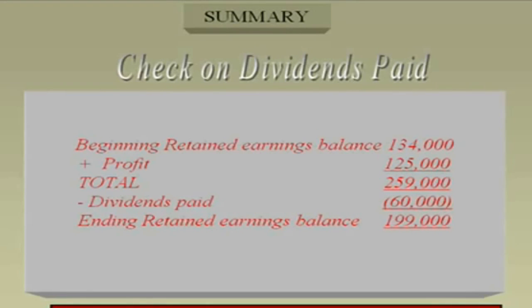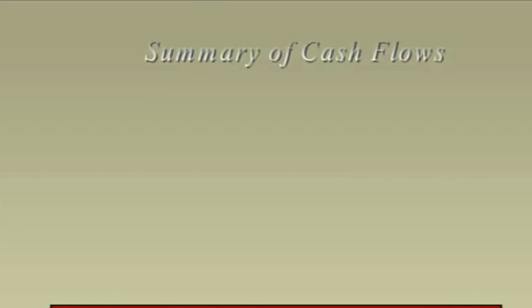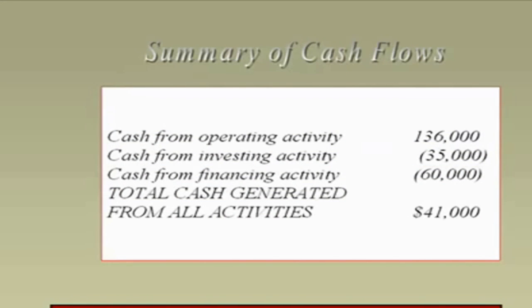I'm going to take you back. Dividends paid was 60. And now I'm going to take you forward to a summary of cash flows. Here it is. Operating 136, investing negative 35, cash from financing negative 60. So the cash generated from all activities is 41. And you know it's right because when you add it to the opening balance of 22, you get 63, which is what's on the balance sheet. If you had any other answer and it didn't correspond to the cash balance in the balance sheet for 2003, you know you made a mistake.